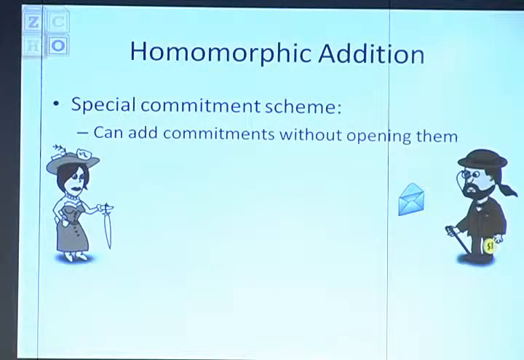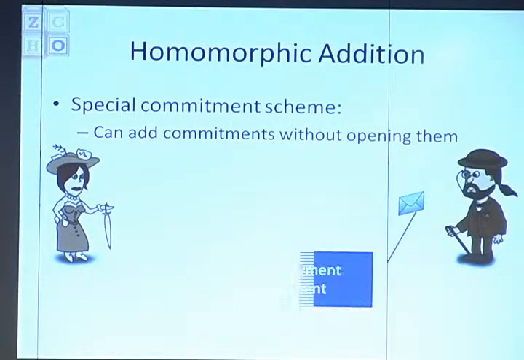OK, and our final building block is what lets us sum up the things at the end of the month. It's homomorphic addition. So what we said earlier was a general commitment, what we described. What we're going to do is use a commitment with an additional property called homomorphism. And the idea is that we can add commitments without opening them.